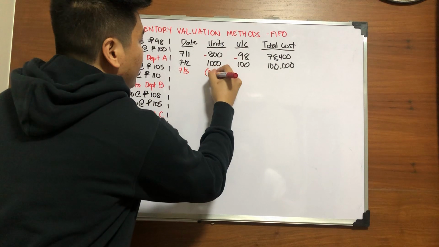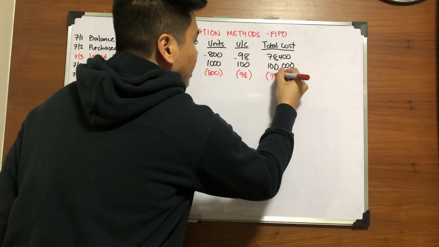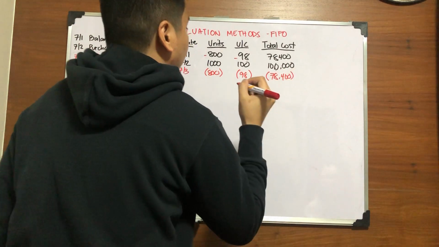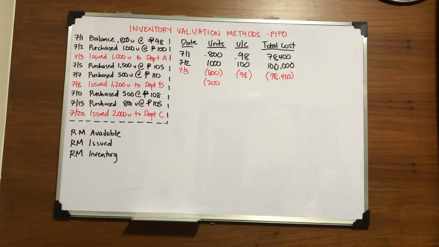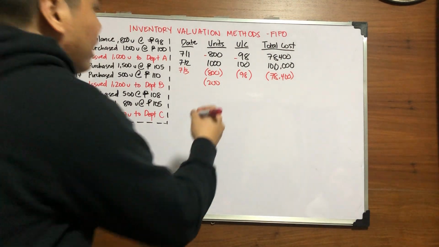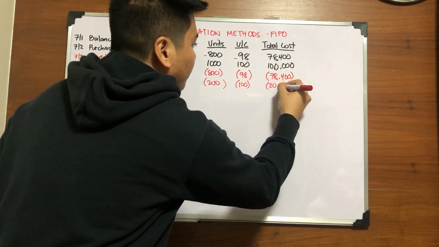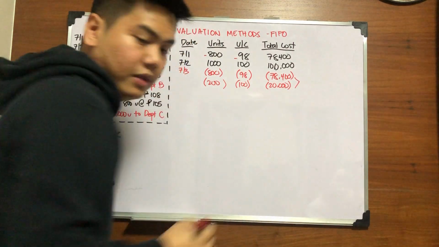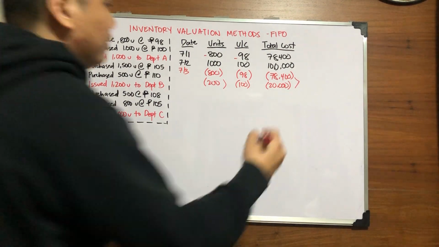So I would get in here 800 and 98. That would give me a total cost of 78,400. And then the remaining 200 out of the 1,000, I would be getting at the unit cost of the July 2 transaction, which is 100 per unit. That would give me 20,000 pesos. The total of this would be 78,400 plus 20,000, which should give you 98,400.